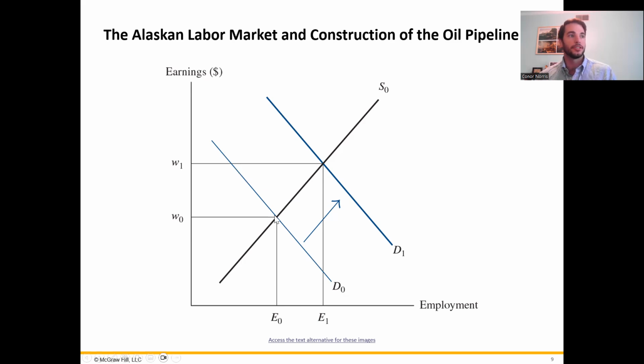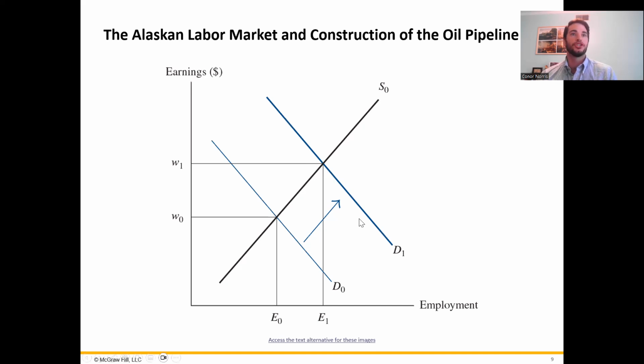Then there's this new project that's being started. Suddenly, firms need a lot more workers to be working in the area to build that pipeline. So it shifts the demand curve out from D0 to D1. They're going to be willing to pay higher wages, and it's also going to see an increase in the number of workers that are employed. So this is a sizable increase in the demand for labor.